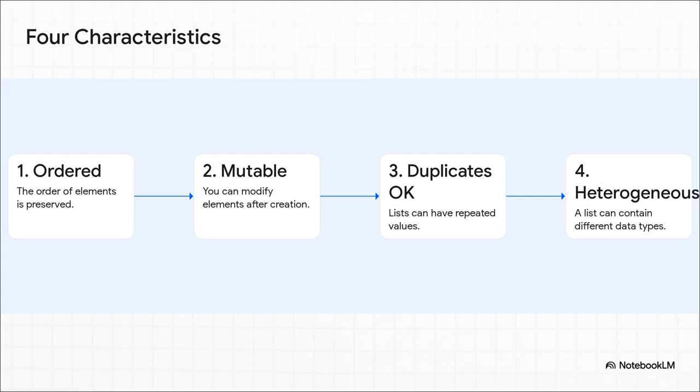Second, and this is a huge deal, they're mutable. That's a fancy word that just means you can change them. You can add things, remove things, swap things out, all after the list has already been created. Third, they allow duplicates. No problem having apple in there 5 times if you want. And finally, they're heterogeneous. You can mix and match data types. Throw in a number, a string, another list, it doesn't care. It'll hold all of it.